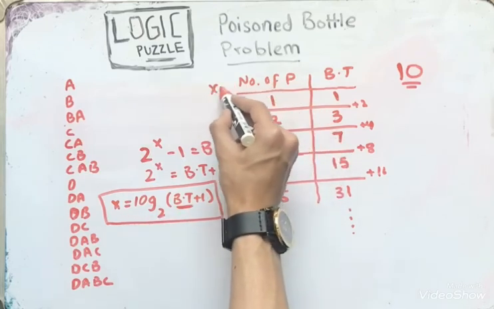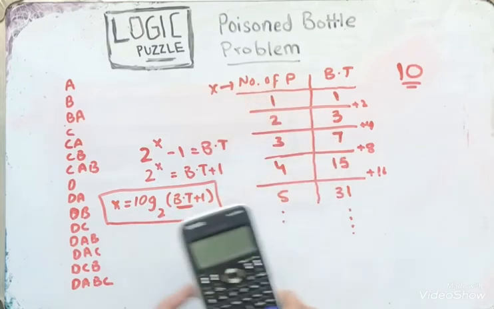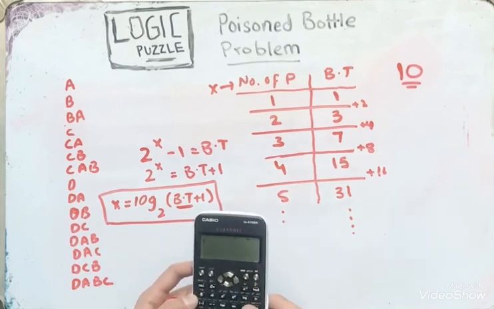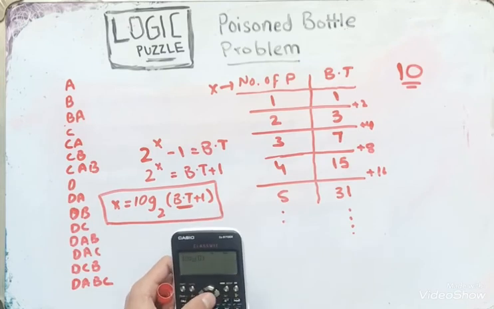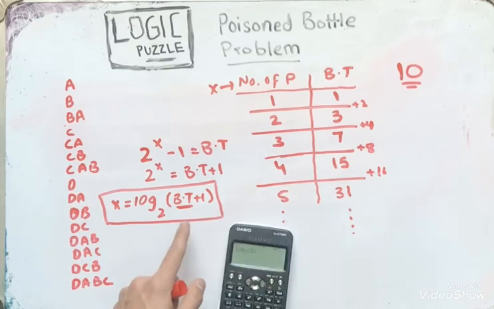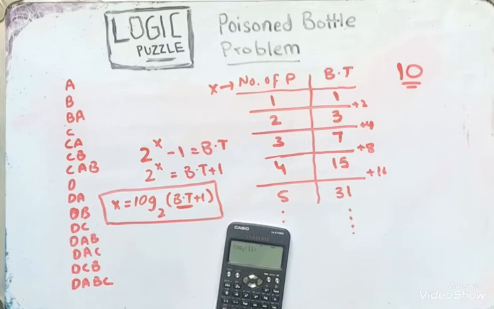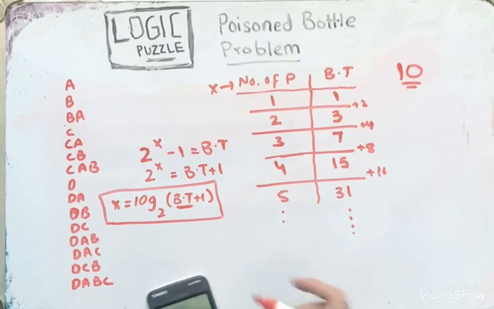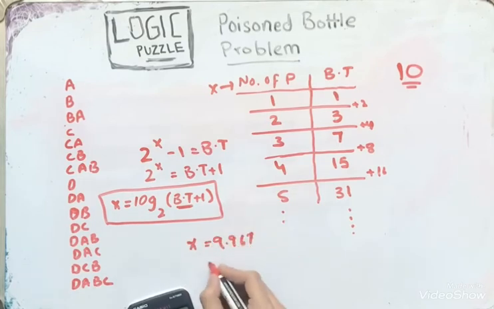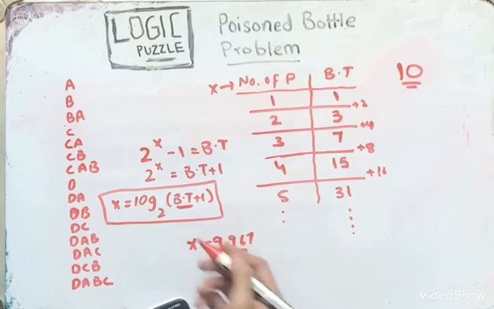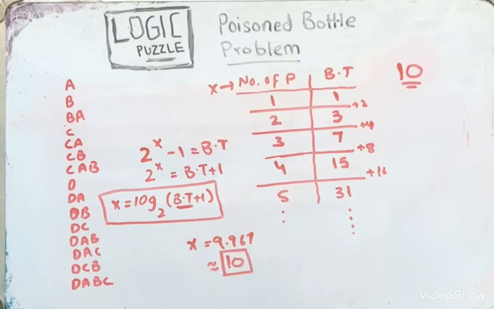That's x. So in this case I have a calculator, and I'm just putting in log base 2 of the number of bottles tested, that is 1000 plus 1. So it gives me an answer for x, that is 9.967, which is approximated to 10. So you need at least 10 prisoners in order to test 1000 bottles. So with this formula you can calculate for any number of bottles.